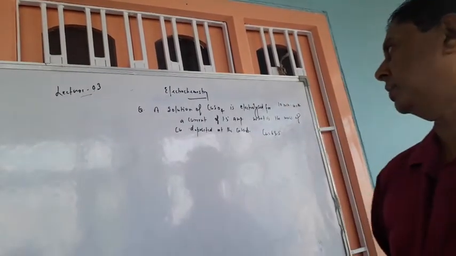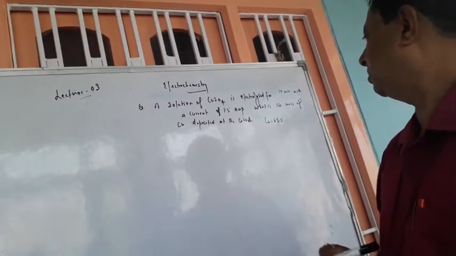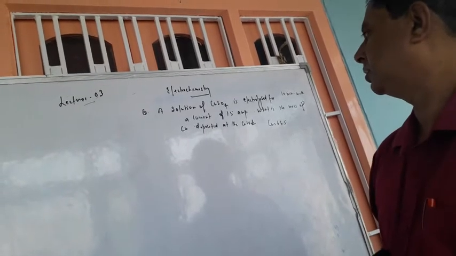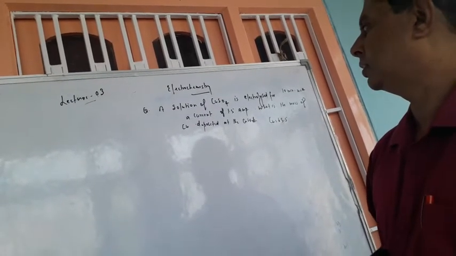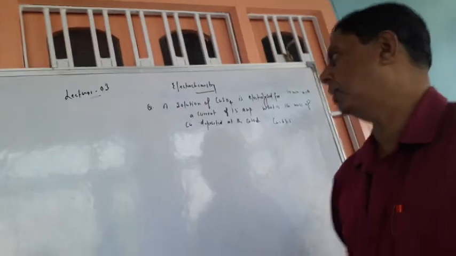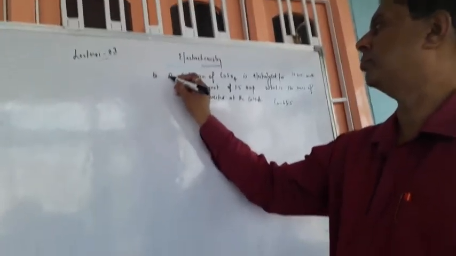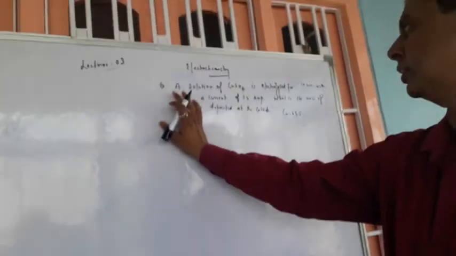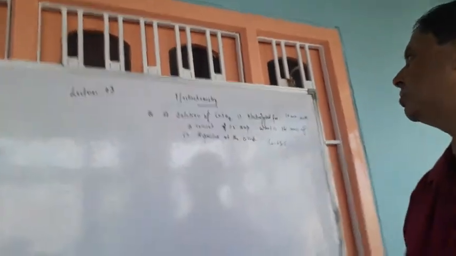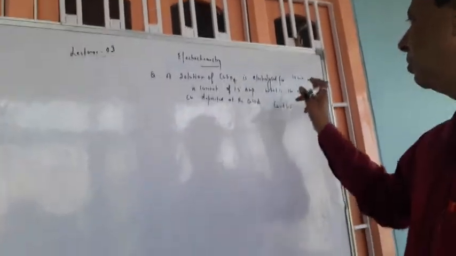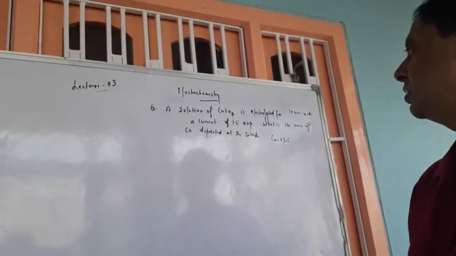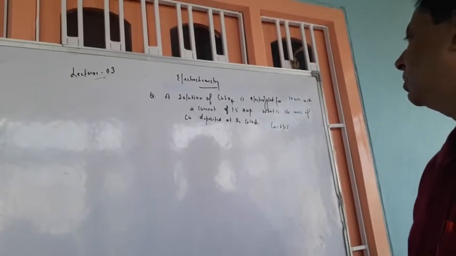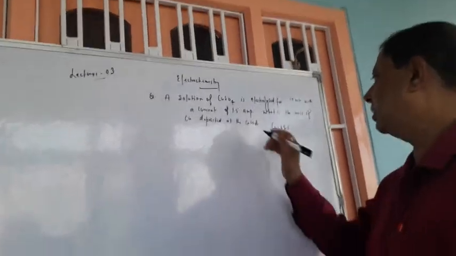In the earlier segment we studied Faraday's law of electrolysis, and there is a problem related to this. The problem is that a solution of copper sulfate is electrolyzed for 10 minutes with a current of 1.5 ampere. What is the mass deposited at the cathode?